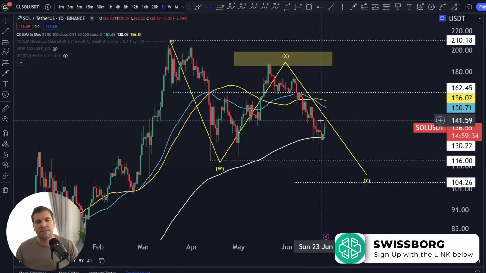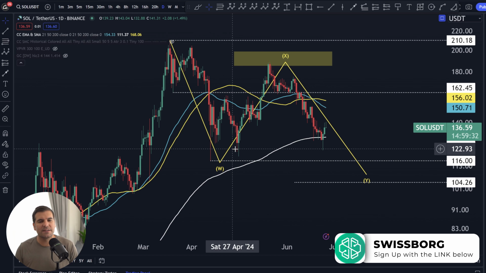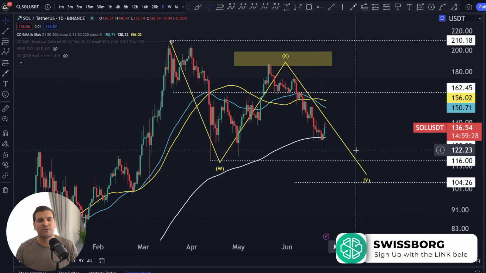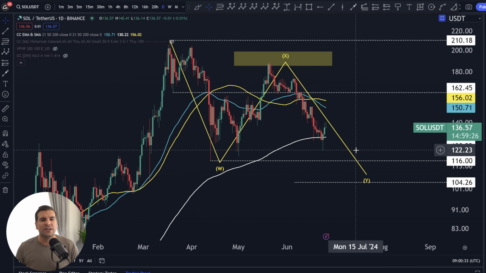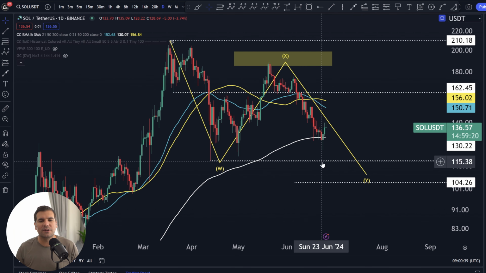We lost support of the 50 EMA, the blue line, the 50 SMA, the yellow line, and at the moment we're finding support on the 200-day EMA. The current price of the 200-day EMA, for reference, is $130.22. We did wick down lower than this on the 24th of June with a low of $122.